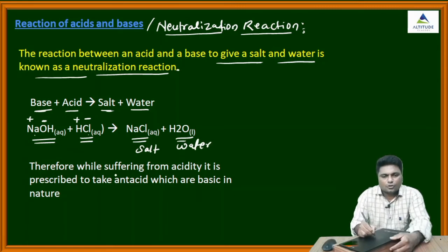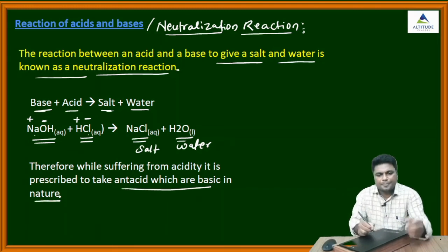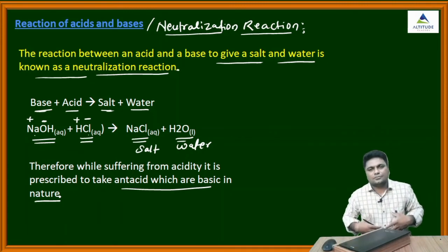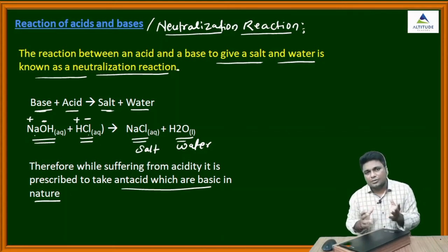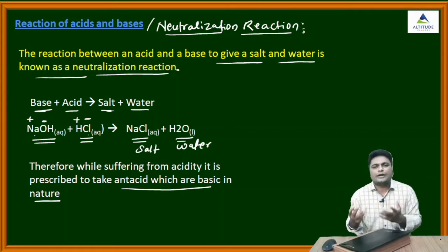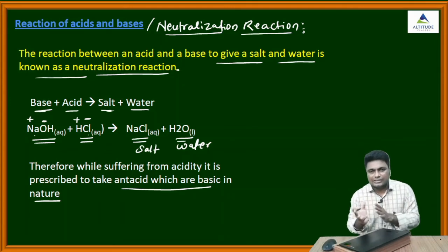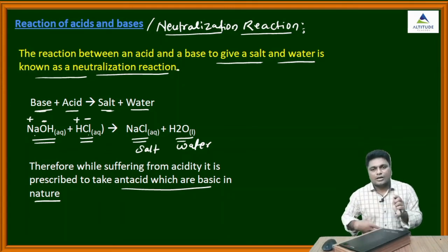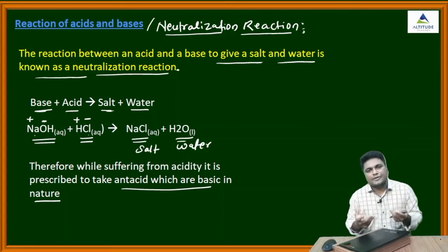Therefore, while suffering from acidity, it is prescribed to take antacids, which are basic in nature. During digestion, our stomach releases hydrochloric acid, which helps in the digestion of food. But sometimes excess secretion of hydrochloric acid takes place in our stomach. Due to that we feel acidity, hyperacidity, and sometimes it causes ulcers. Hyperacidity means the concentration of hydrochloric acid is more.